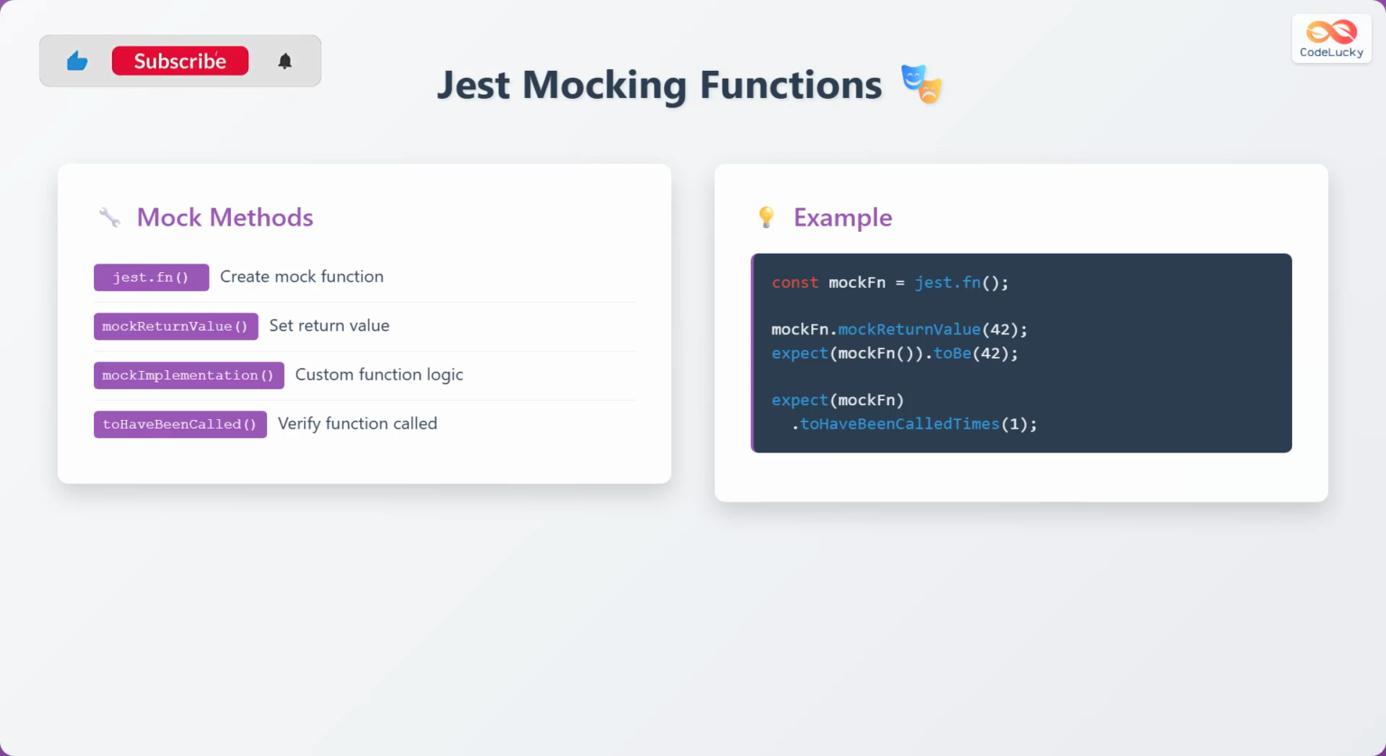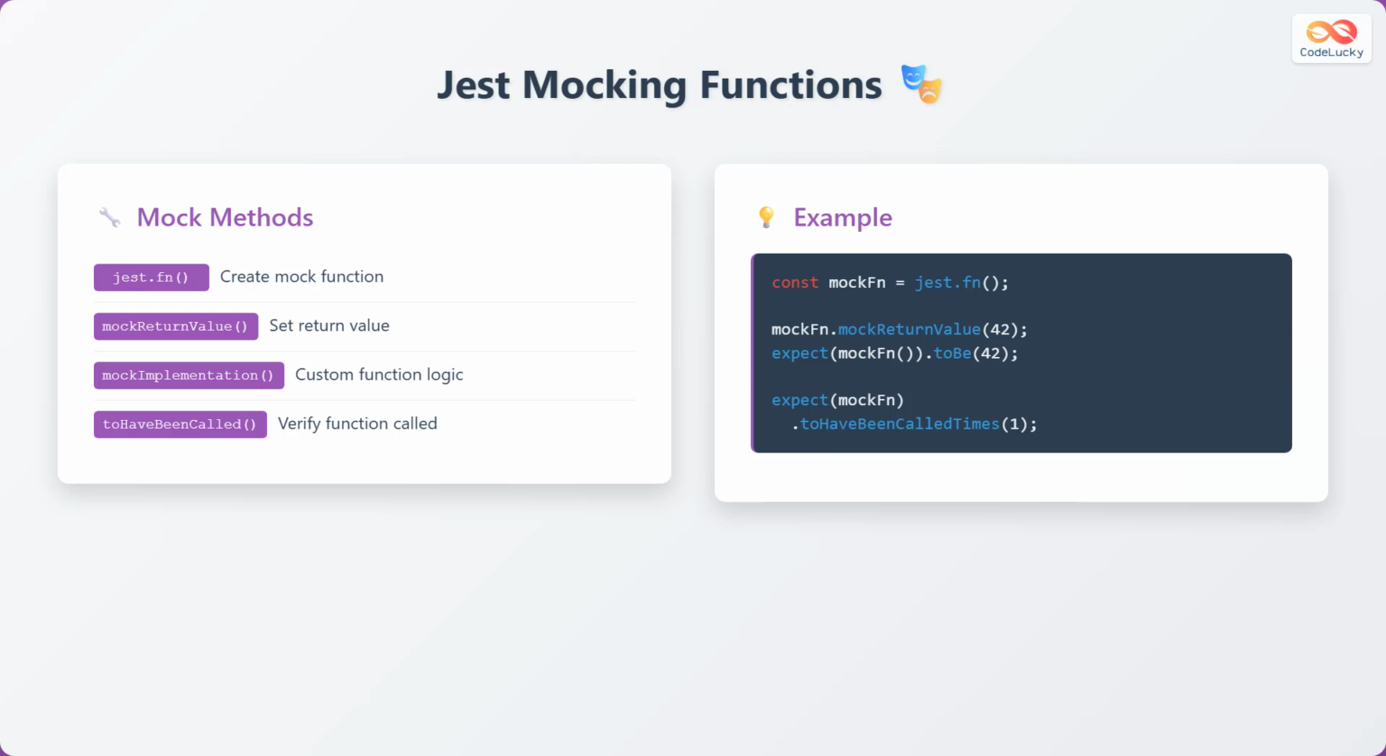Mocking is a powerful feature in Jest that allows you to replace functions with mock implementations for testing purposes. The jest.fn function creates a mock function that you can control and inspect. You can set return values using mockReturnValue, which makes the mock function return a specific value when called. For more complex scenarios, use mockImplementation to provide custom logic for your mock function.